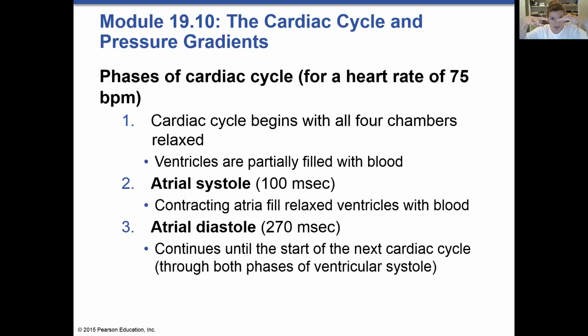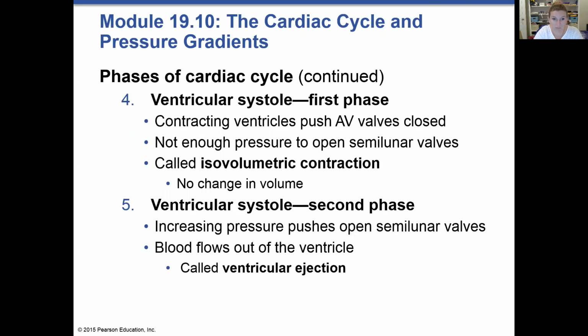Then the atria relax, atrial diastole. This is the beginning. That atrial diastole is going to last until they contract again. So the rest of the cardiac cycle, the atria are just kind of sitting there waiting. So they're kind of like the show openers, right? The atria start the show, and then they just kind of wait around until the start of the next show, so to speak.